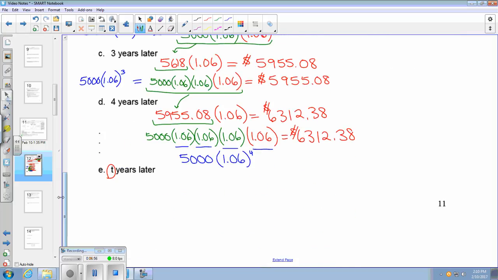So T years later means we're going to take 5,000 times 1.06 to the power of T, where T is your power. And this is what is referred to as exponential growth.